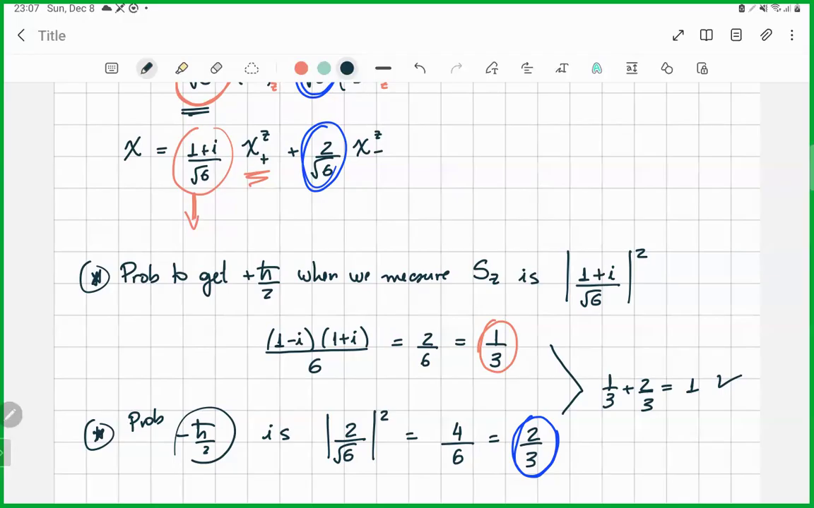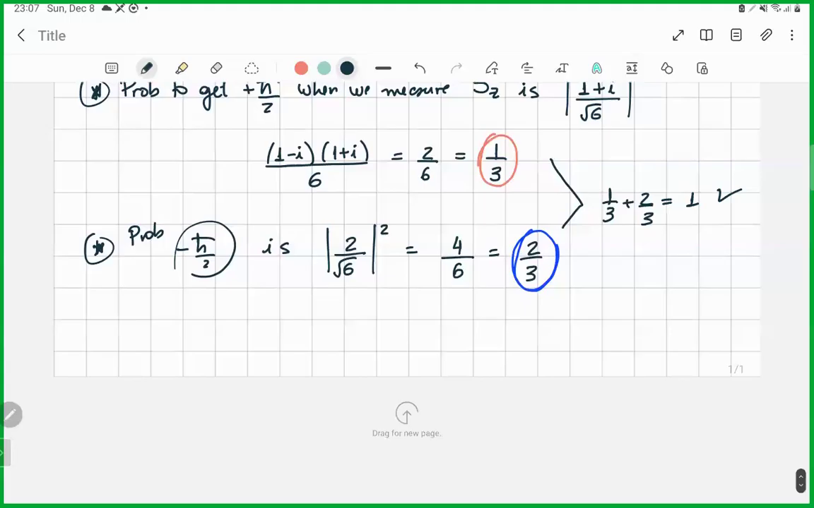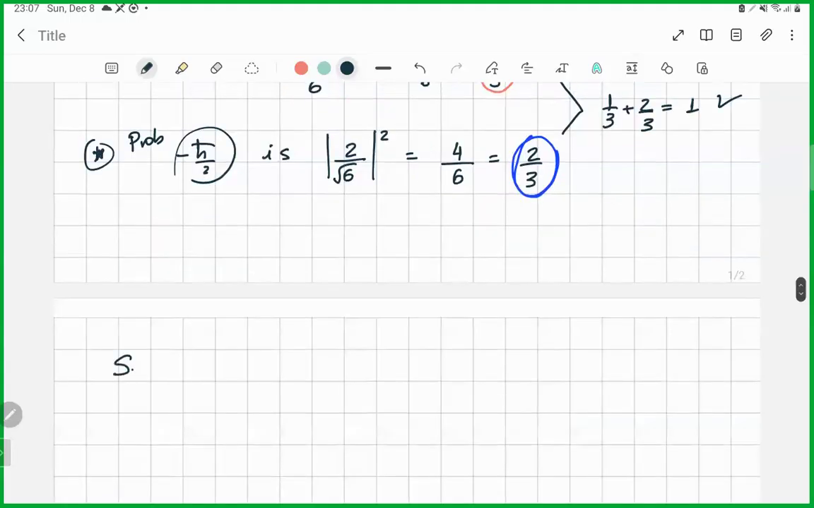Now, the other question is, what are the probabilities of getting plus h bar over 2 and minus h bar over 2 if we measure now Sx? So how are we going to do this? Well, we are going to try to find a way to write that vector that is given to us in terms of the eigenvectors of Sx. So this big A and this big B is what we have to find.